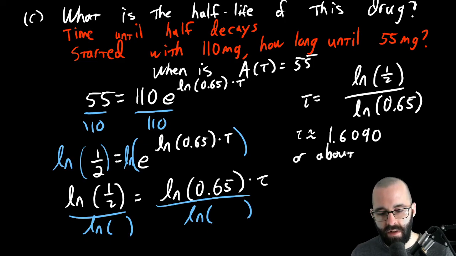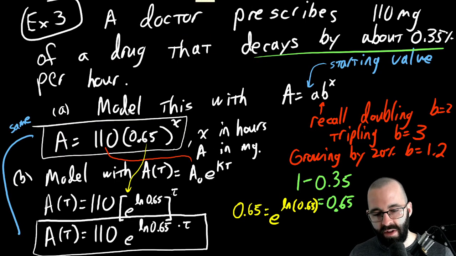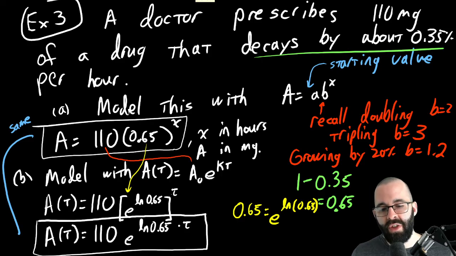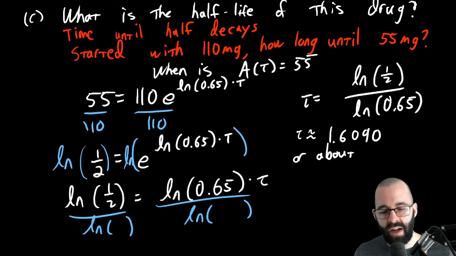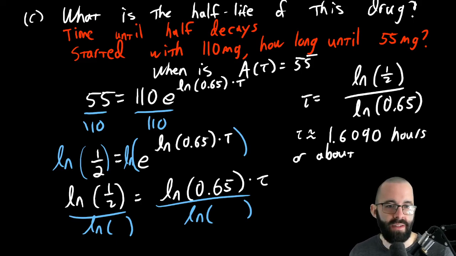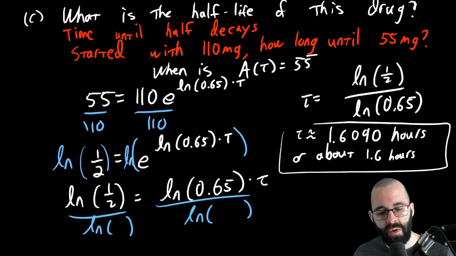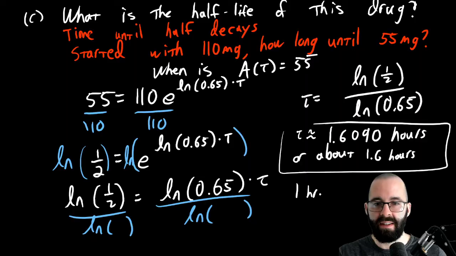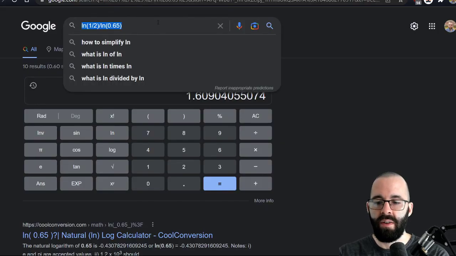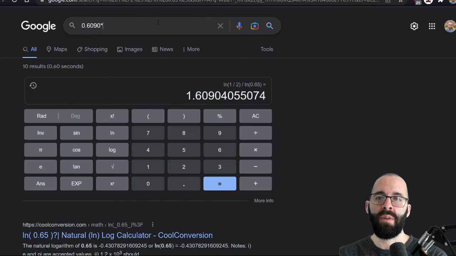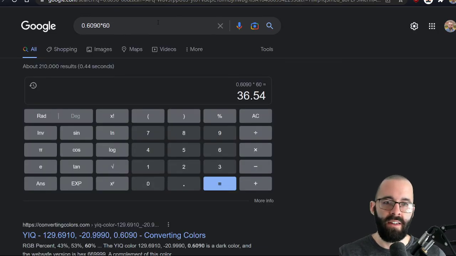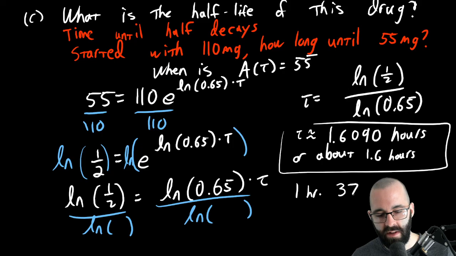What are our units? It's decaying by 35% every hour. Okay, so this is how many hours? About an hour and 40 minutes. Again, this is an okay answer. Even better would be to say how much is 0.6 hours? Well, 0.6090 hours is this many minutes? About 37 minutes. That's the half-life.